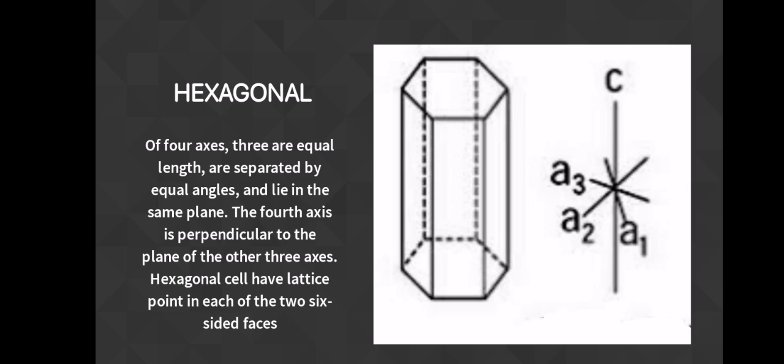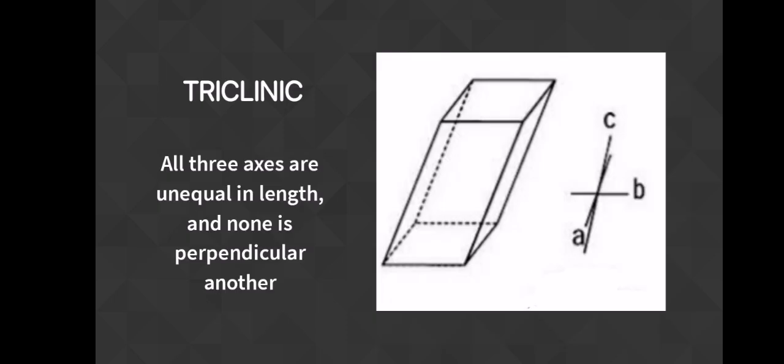Hexagonal. Of 4 axes, 3 are equal in length and separated by equal angles and lie in the same plane. The 4th axis is perpendicular to the plane of the other 3 axes. Hexagonal cells have a lattice point in each of the 2 6-sided faces. So these are the figures. Sa right side nyo lang makikita ang mga figures.